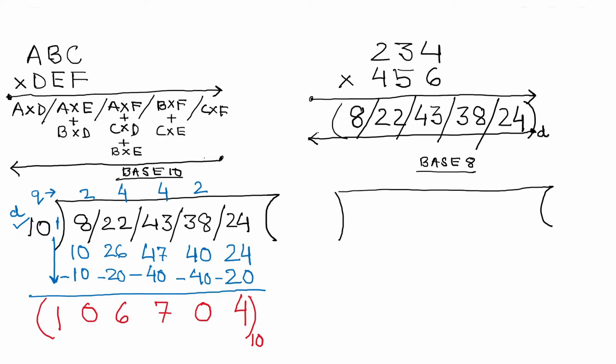Now in the next case, the divisor becomes 8. And then what we are going to do here is, we are going to write down 8 followed by a 22, followed by a 43, followed by a 38, followed by a 24.